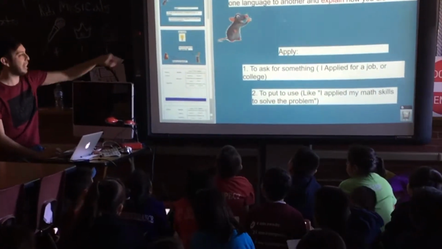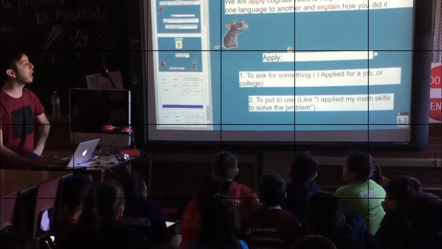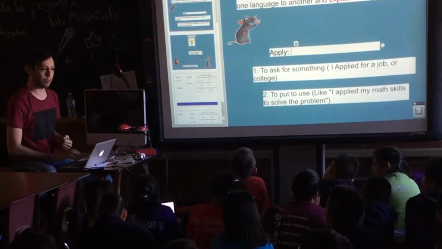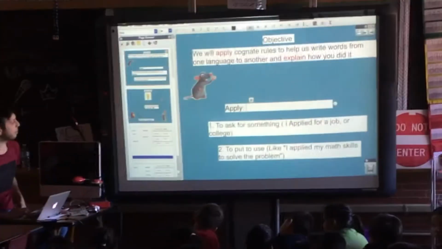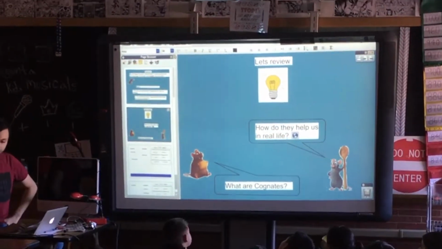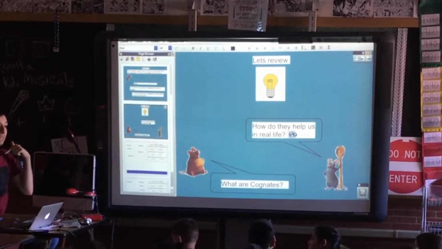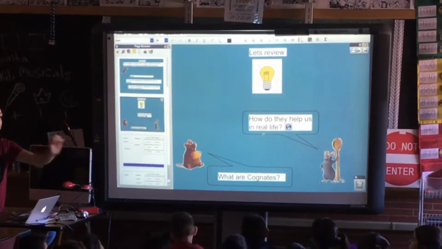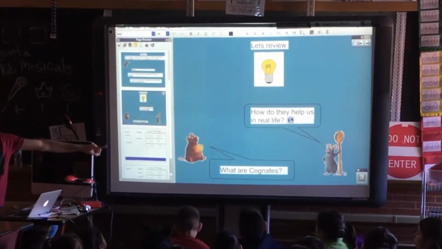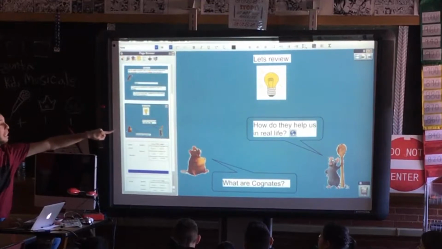Okay, so let's look at our verbs right here. Apply. Here's the definition of the word apply. So we're going to use cognate rules. But before we do that, let's review. So we're gonna watch a video. Pay attention to the video. And then, while you're watching the video, you're going to think of these questions. First, what are cognates? And then second, how do they help us in real life?